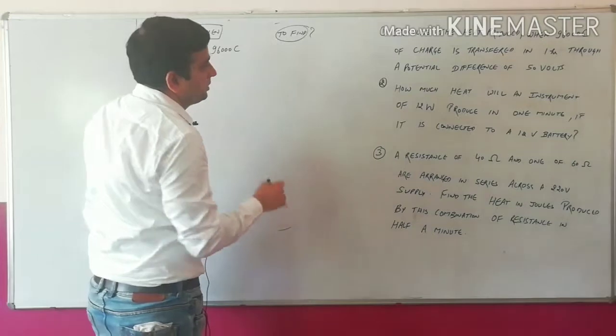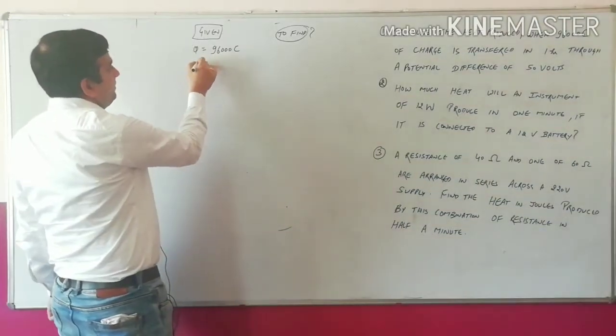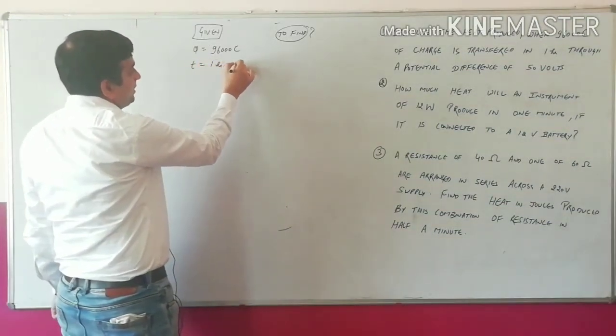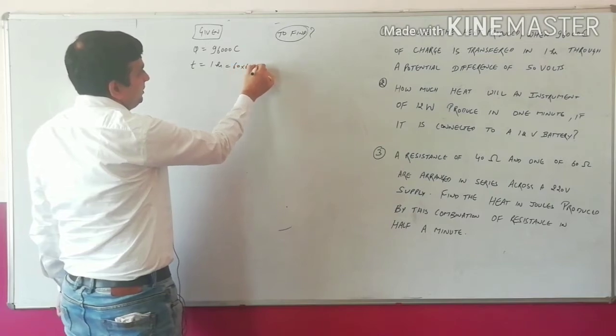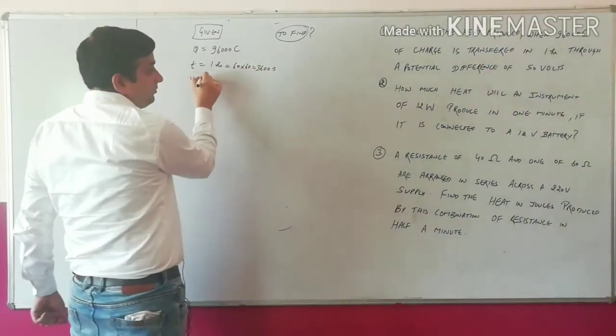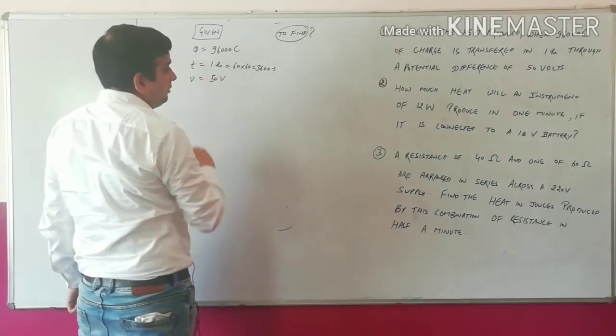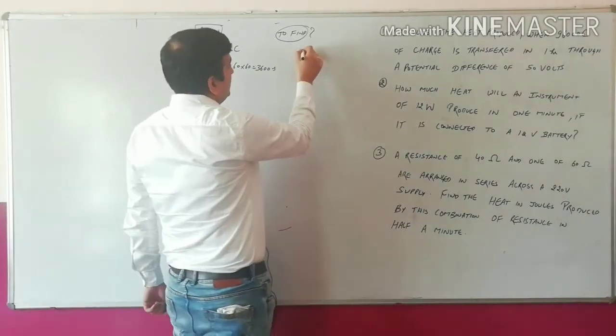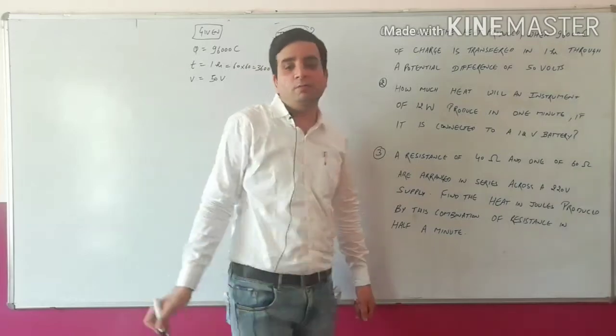Q is given, 96,000 coulombs, and charge is transferred for time 1 hour, converted into seconds, 60 into 60, 3600 seconds, through a potential difference V of 50 volts. So now we have to calculate the value of H.